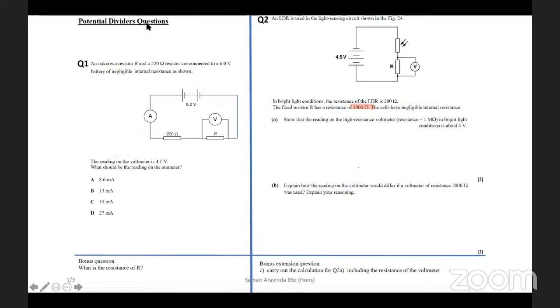What's the current for the first one? Almost 4.24. We need the resistance, right? For that, the current is 8.61 milliamperes. What is the R?